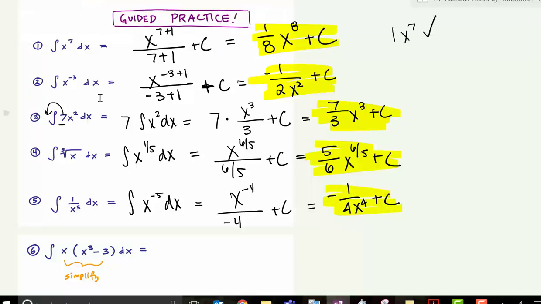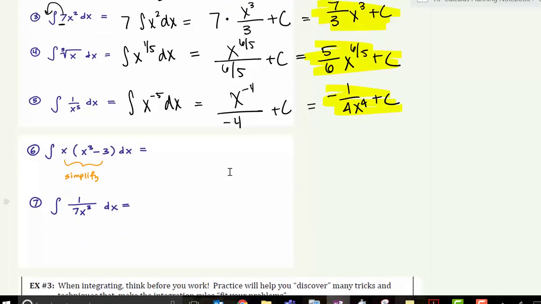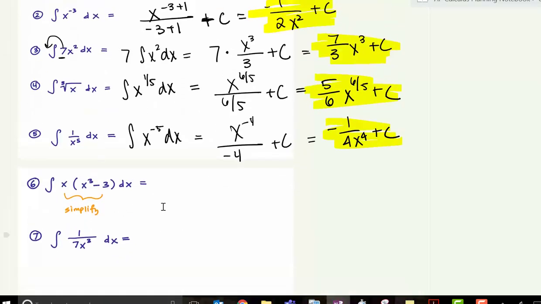For number 6, I would simplify this first. You guys will go through more of these rules and ideas later, but let's get this simplified. We have x to the 4th minus 3x dx. Remember, once again, this breaks up, right? So we take the integral of both the x to the 4th and the negative 3x. So my n value for my first term is 4, so we have x to the 5th over 5.